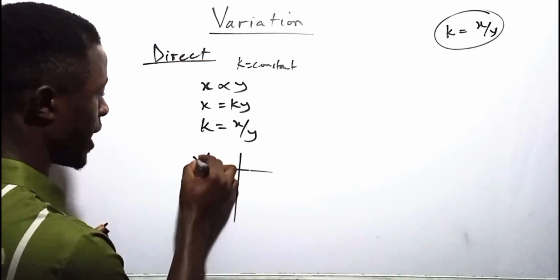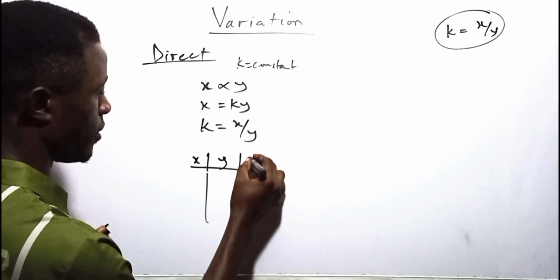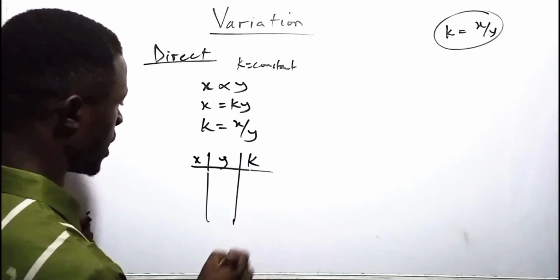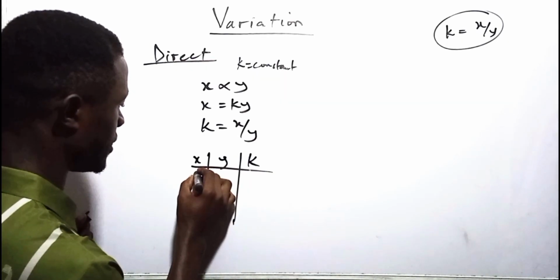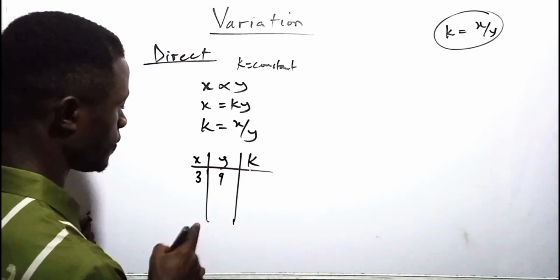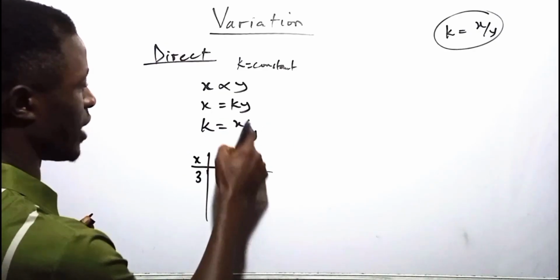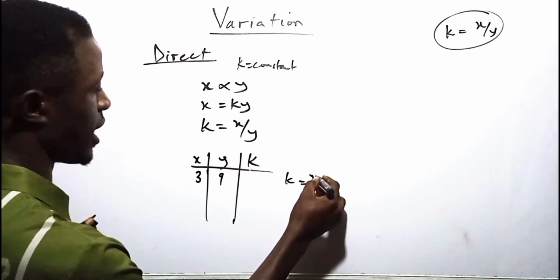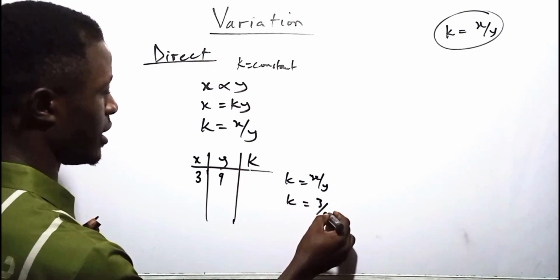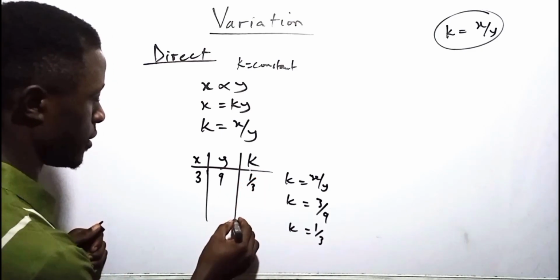If you have this table, you have x here, y here, and k here. Now your first value here is, let's say, 3 for x and 9 for y, and you don't know k. So the first thing you need to do is, since k is equal to x over y, write k is equal to x over y. Then k is equal to 3 over 9. So k is equal to 1 over 3. So you write 1 over 3 here.